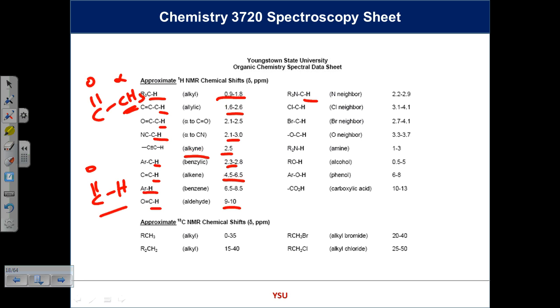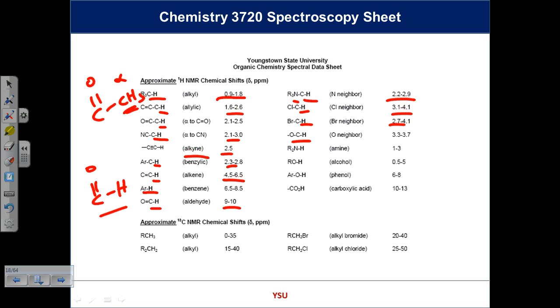N neighbor, same sort of idea. If you have a nitrogen in a molecule and a carbon next to it with a proton, you're looking around 2.5-ish. If you put a chlorine on a molecule, 3.1 to 4.1. Bromine has an effect, 2.7. And you'll see something general: the more electronegative piece is added, the further downfield it goes. You'll see that as being a general type of idea.